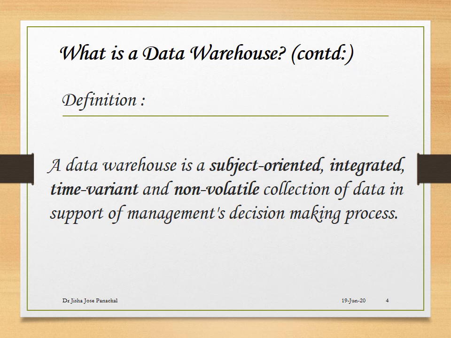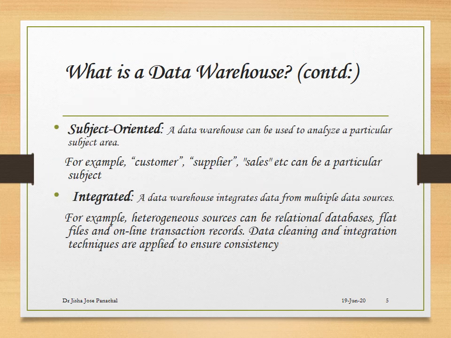A data warehouse is a subject-oriented, integrated, time-variant and non-volatile collection of data in support of management's decision-making process. So a data warehouse is a collection of data. It is used for management's decision-making process. But it should possess some features like subject-oriented, integrated, time-variant and non-volatile. We will see what are these features.